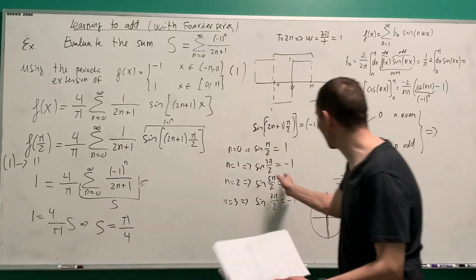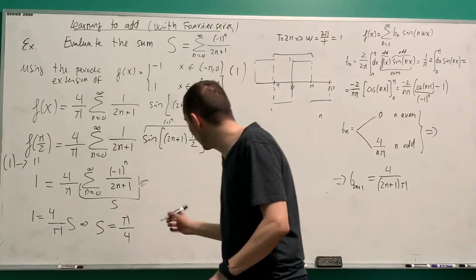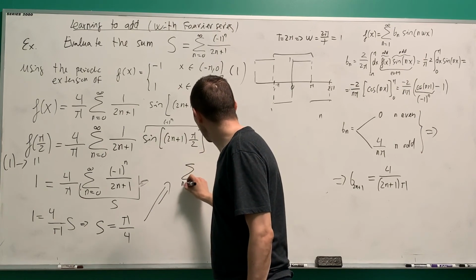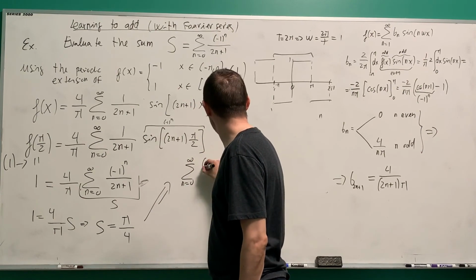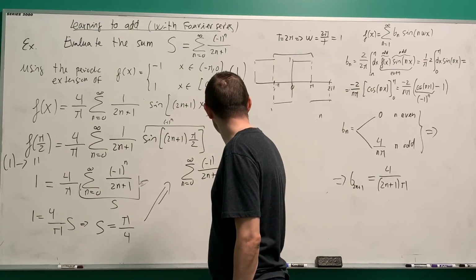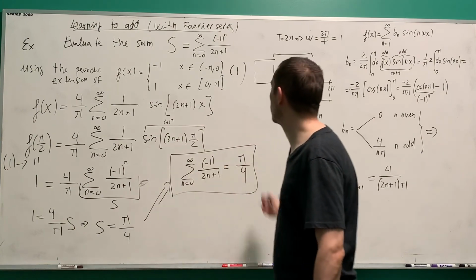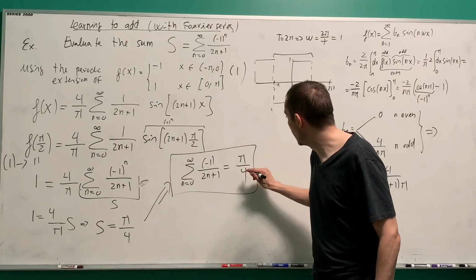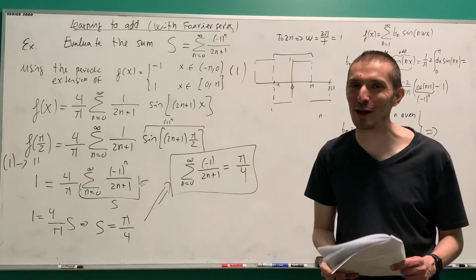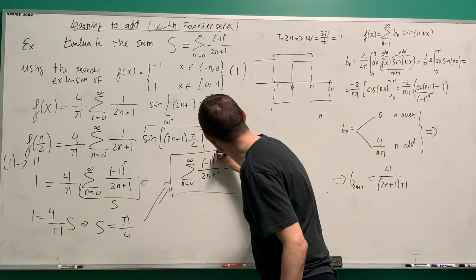Let's take this rubbish out. And then we get from here that, substituting, the sum n equals 0 to infinity of minus 1 to the n divided by 2n plus 1 equals pi over 4. If you ask Wolfram Alpha to compute it for you, it will tell you it's pi over 4. If you pick a calculator and start summing all the terms, you will see how this converges to pi over 4. And there you go. Oh, minus 1 to the n, my bad, right?